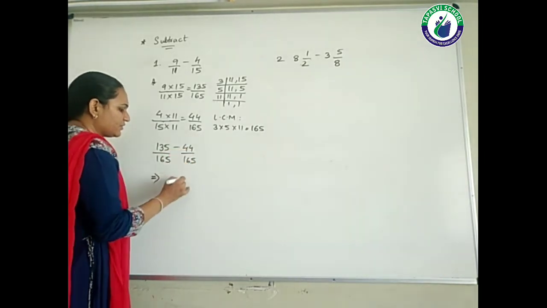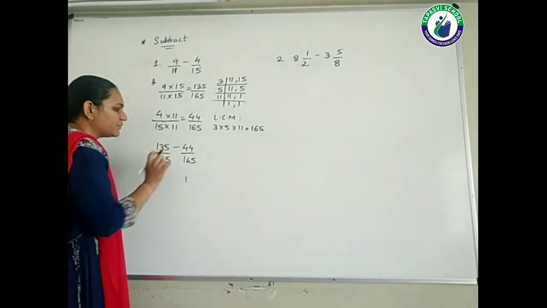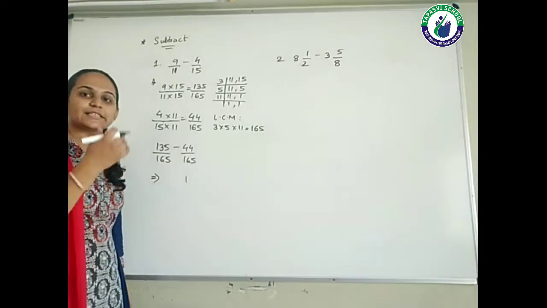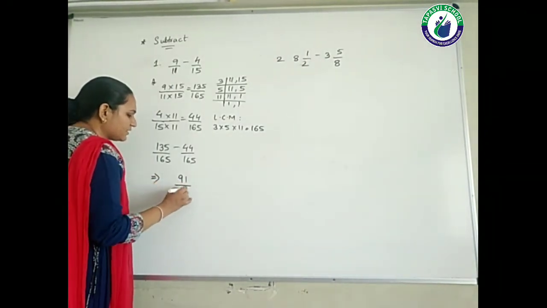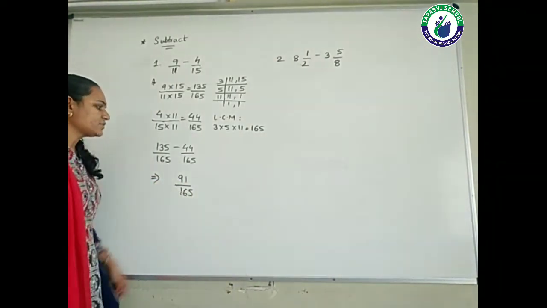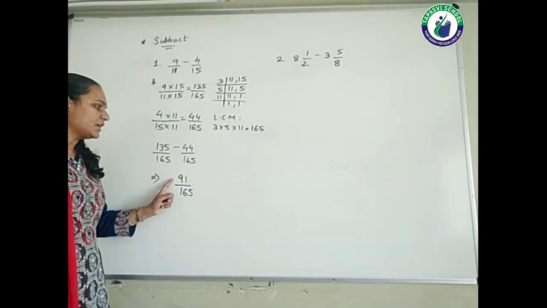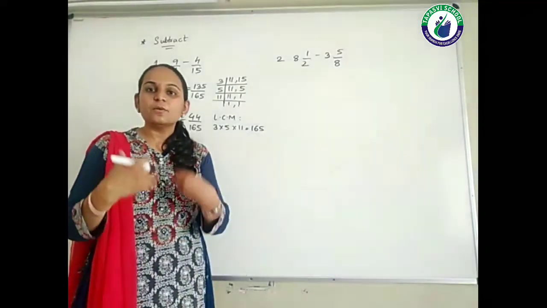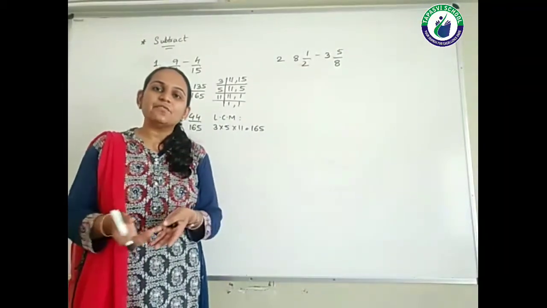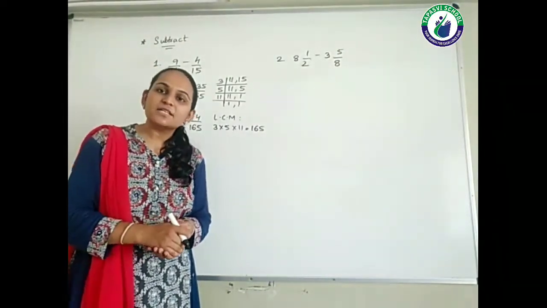So 5 minus 4, 1. Okay, 3 minus 4, it is not possible. So we will consider it as 13. So 13 minus 4, it is 9 upon 165. Is it clear? So 135 minus 44 is 91 upon 165. This is a proper fraction, so we cannot do anything further, right? If it is an improper fraction, then we need to convert it into a mixed fraction.